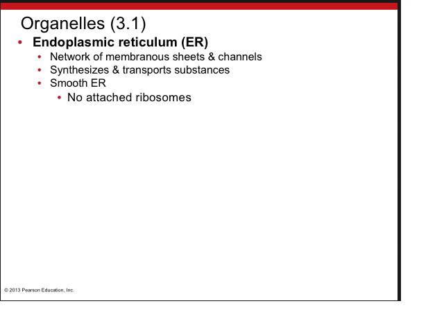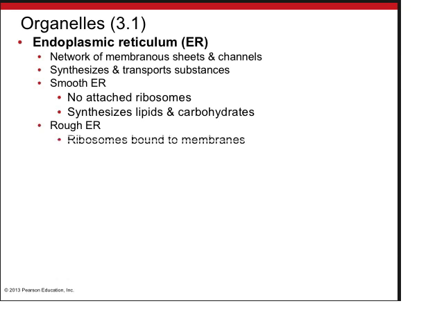The smooth endoplasmic reticulum has no attached ribosomes and is the site of lipid and carbohydrate synthesis, while the rough endoplasmic reticulum has ribosomes bound to its surface and is the site of protein synthesis and modification.